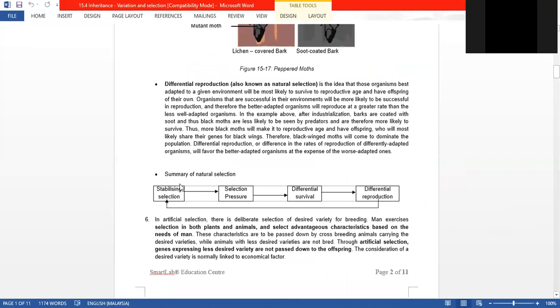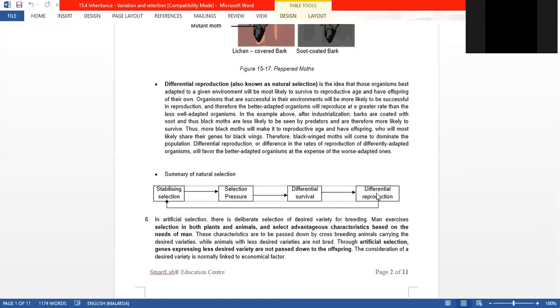Okay, here, this is a summary. So stabilizing selection here means that everybody is in abundance. Food is in abundance. There's not much competition, and not many lions around. Then due to plenty of food, less predation, they reproduce. They over-reproduce. So if there's over-reproduction, then there's selection pressure, because you now have a lot of mouths to feed, then you don't have enough food. So you start to compete. So when you start to compete, then you have differential survival. Some can survive, some cannot survive. So this is differential survival.